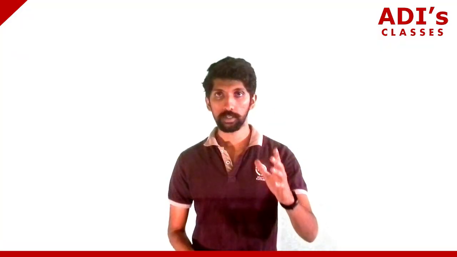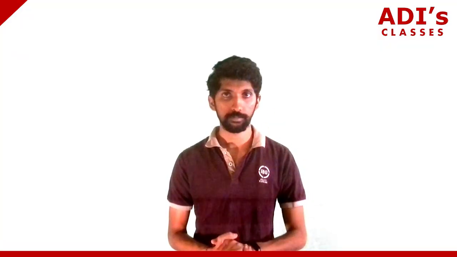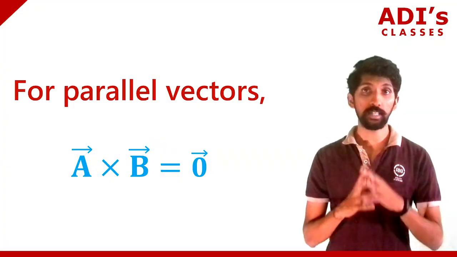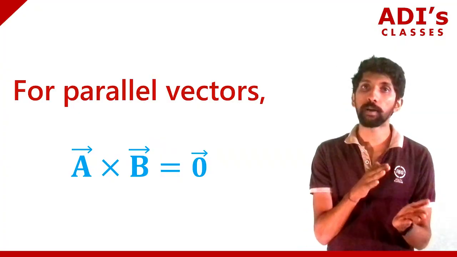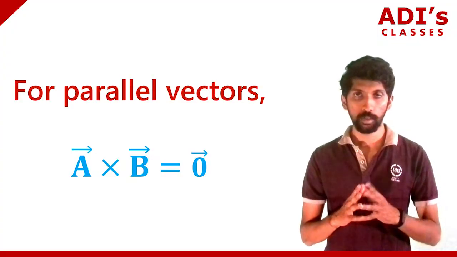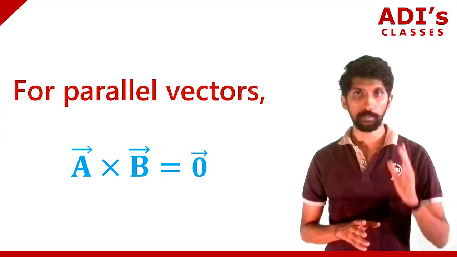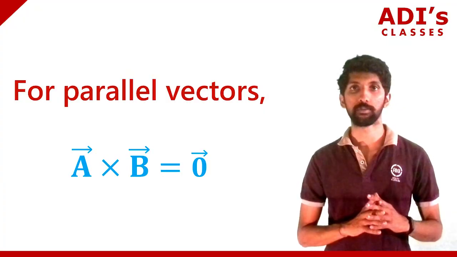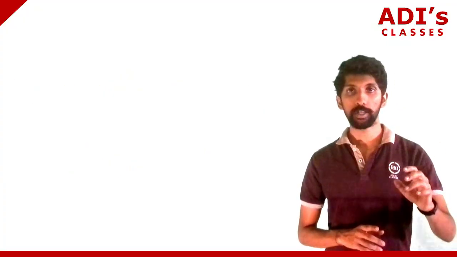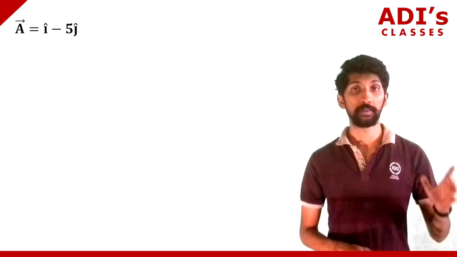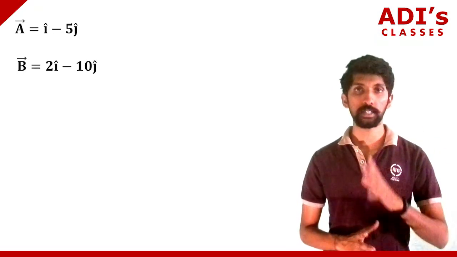We have to show that the vectors are parallel to each other. Now, for parallel vectors, A cross B is 0, because what is the angle between parallel vectors? 0 degrees. So sin 0 becomes 0, correct? So to prove that vectors are parallel, always remember A cross B is equal to 0. Now, what do we know? Vector A is equal to i minus 5j and vector B is equal to 2i minus 10j.